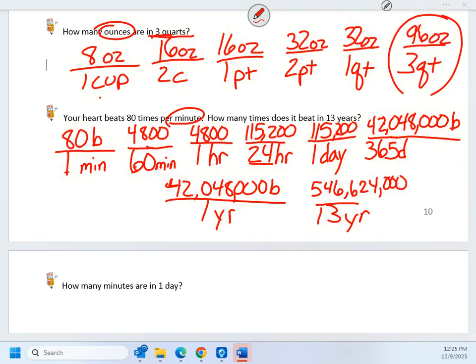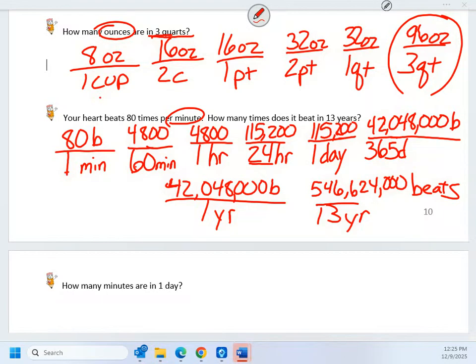So we have to be careful, make sure those commas go in the right places when we're working with those really big numbers, okay? So 546,624,000 beats in 13 years.